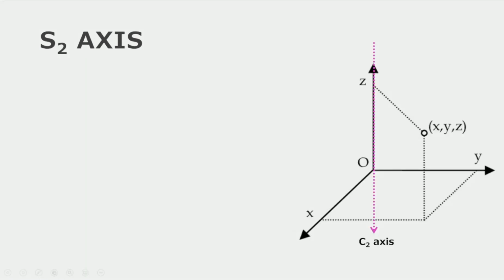Now I shall wind up the discussion on improper rotation by taking one last example of S2 operation. It's a special kind of operation. Now S2 operation consists of rotation through 180 degree followed by reflection perpendicular to the rotation axis. So let's assume that we are applying the operation on general Cartesian coordinates xyz as shown in the figure. I'm not taking it as a molecule. Let's take it as some point on the general Cartesian coordinates xyz.